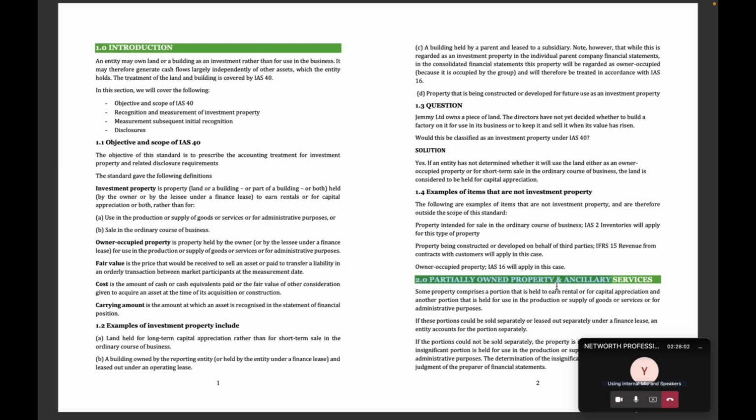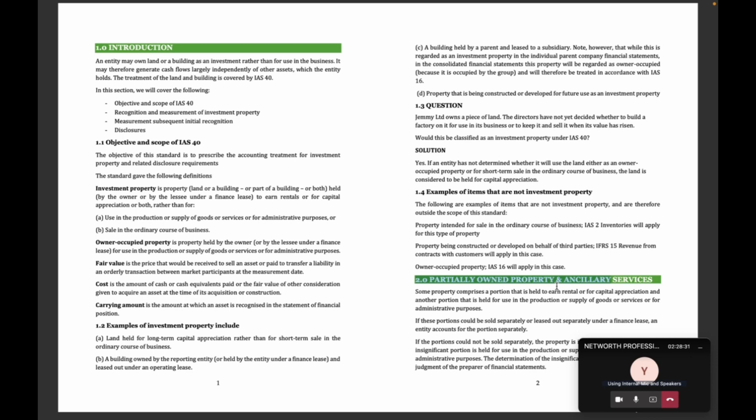But if the portion you are using within your company is the portion that is significant, the one for administrative purposes, the one you are using as your head office, then that means you are going to take the whole building as PPE. Then the question becomes, how do you determine significance? In practice, it depends on management judgment.